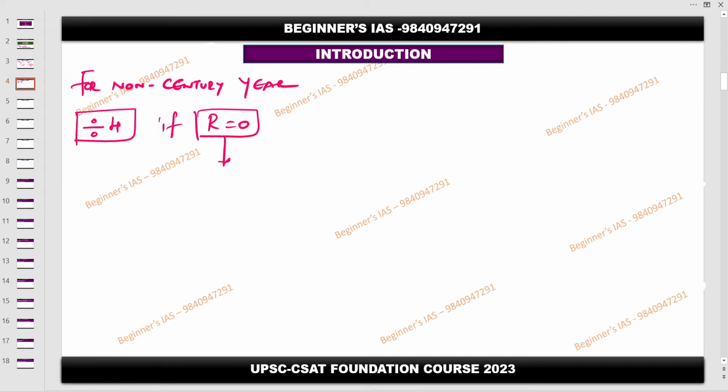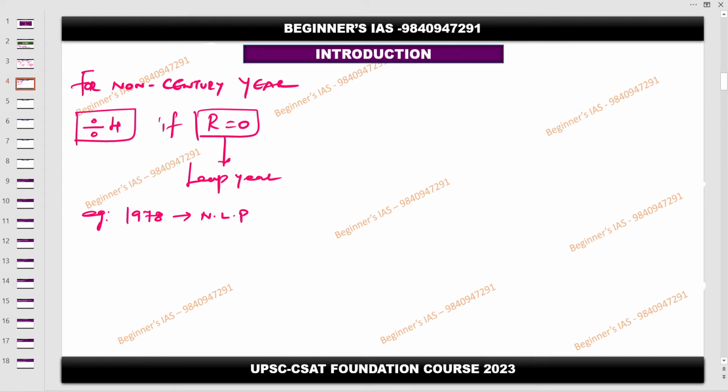If a given year is divisible by 4, which means the remainder is 0, then that year is said to be a leap year. Otherwise it is not a leap year. My question: 1978, is it a leap year or a non-leap year? Non-leap year, sir. Okay, it's a non-leap year. NLP means non-leap year.